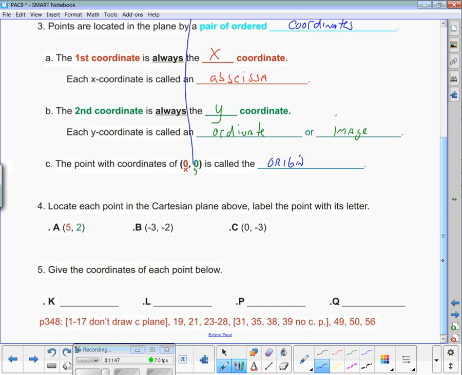All right, let's go through and locate some points. It's pretty easy. Hopefully you won't have any trouble. It says locate each point in the Cartesian plane above.